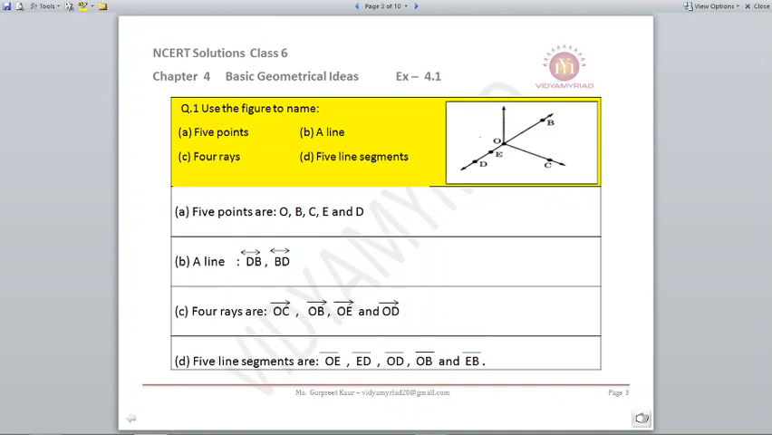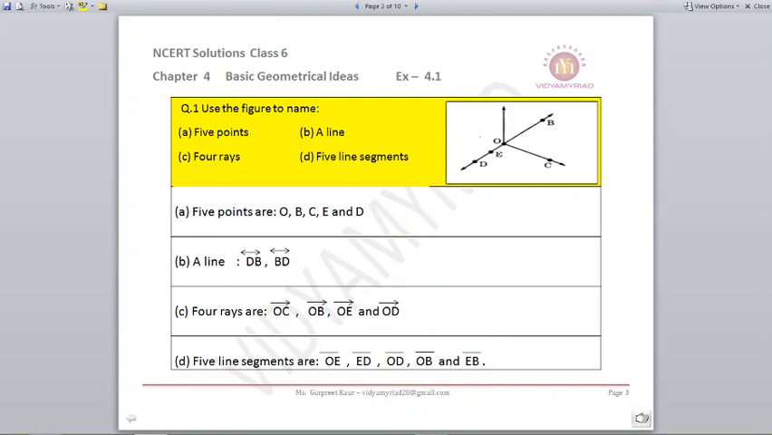4 rays we have to mention. So ray means one arrow ahead. So there are so many options available. OC, if you see, there it is a ray. OB is a ray. OE, OD. So we can represent in 4 different ways.